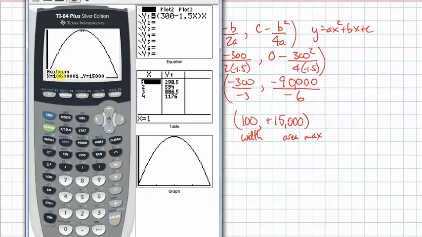That is the result. A maximum value, width of 100, gives the vertex of 15,000. Notice the calculator had a slight rounding error. We need to interpret those results and round that off. But that's how you use your calculator to solve this problem. I wish you success solving your own problems.